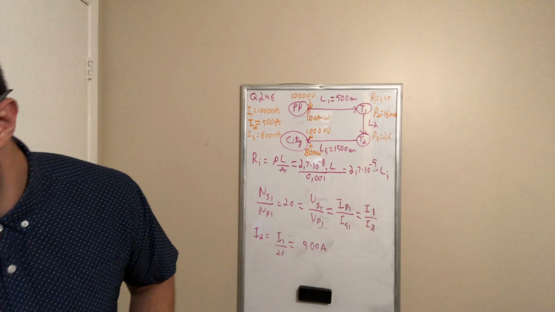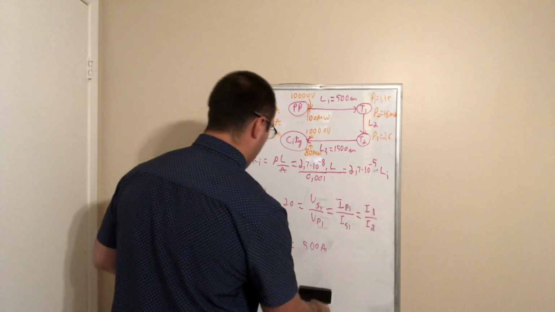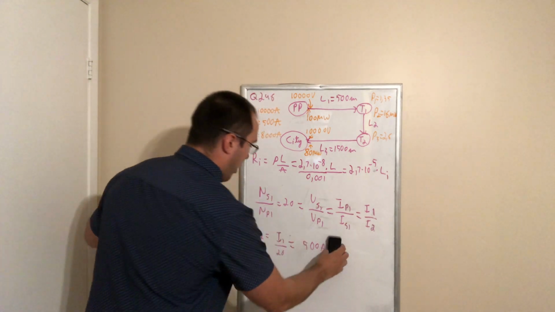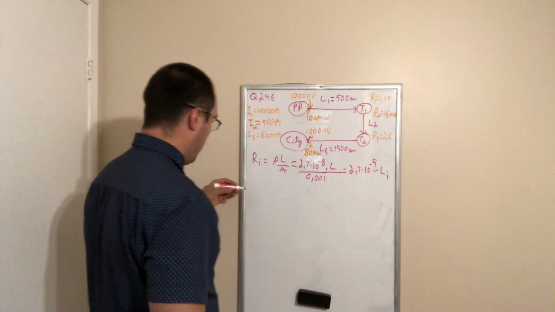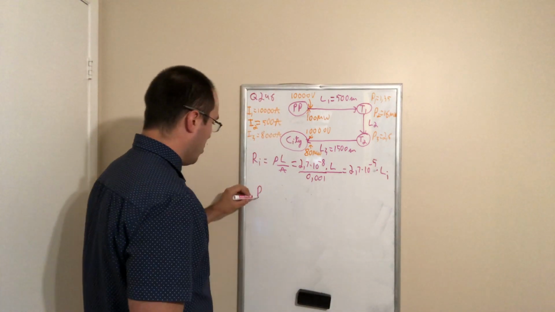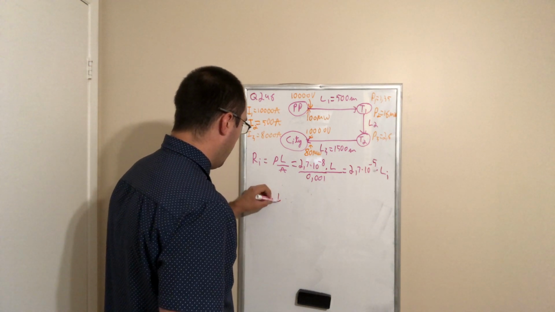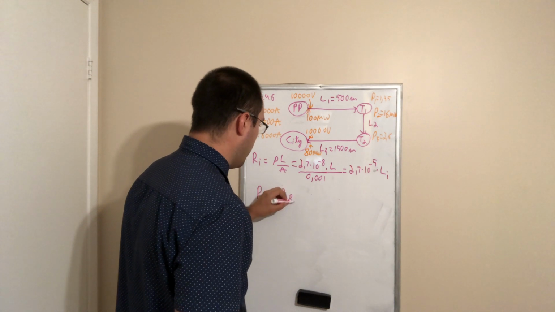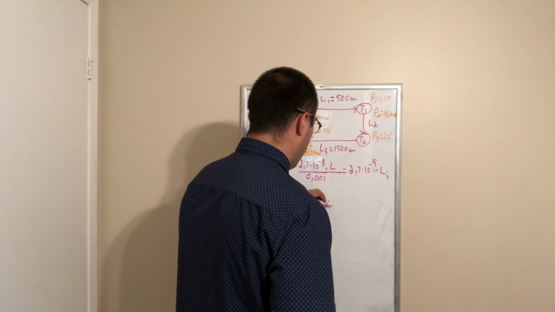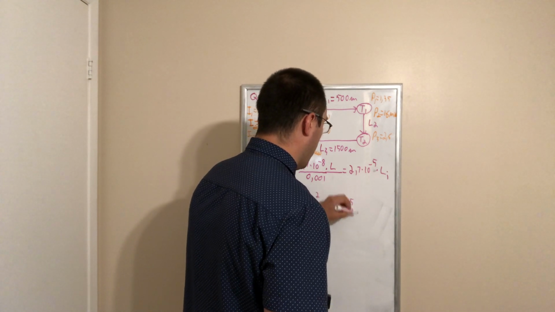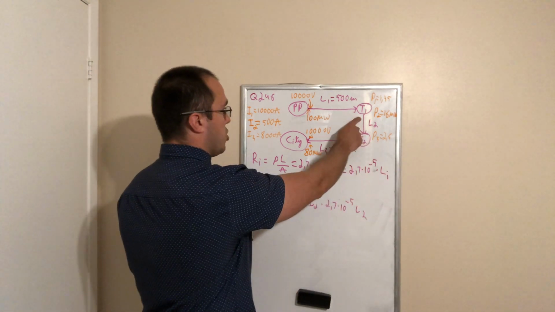All right, so let's go back to the question. We are looking for the length L2. Okay, so now I'm going to erase that part. I need again more room. We want to find the length. So P2 is equal to I2 squared multiplied by the resistance R2, which is equal to I2 squared multiplied by 2.7 times 10 to the power minus 5, times L2. Okay, we got the power loss here in the second wire.